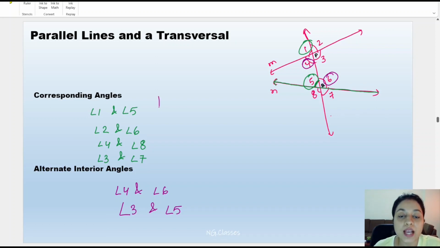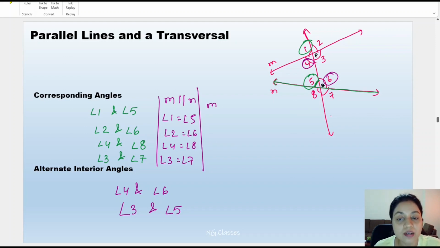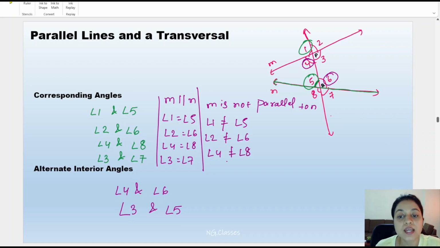Here corresponding angles will be equal to each other if and only if M is parallel to N. So angle 1 will be equal to angle 5, angle 2 is equal to angle 6, angle 4 is equal to angle 8 and angle 3 is equal to angle 7. And if they are not parallel, then angle 1 will not be equal to angle 5, angle 2 will not be equal to angle 6, angle 4 will not be equal to angle 8 and angle 3 will not be equal to angle 7. Still, the name of the angles is corresponding angles, but the equality depends upon the parallel condition.